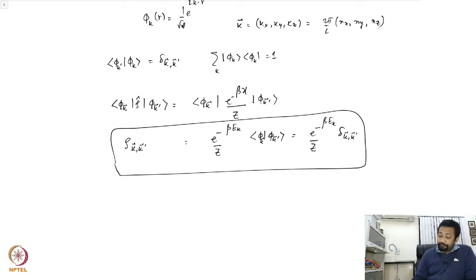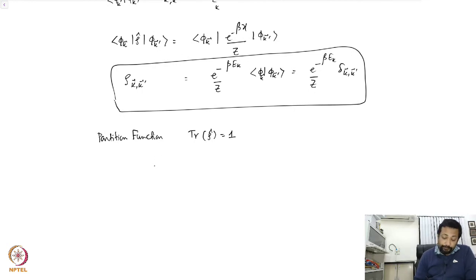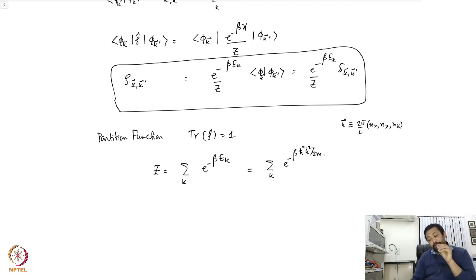Therefore, the partition function follows from trace of rho equal to 1, that's the normalization condition, and one gets Z equal to the sum over k of e to the power minus beta E_k, which is the sum over k of e to the power minus beta h bar squared k squared over twice m. Up to this is fine, but now in order to evaluate the sum, I realize that this vector k is 2 pi over L times (nx, ny, nz), discrete values, but it goes as 1 over L.